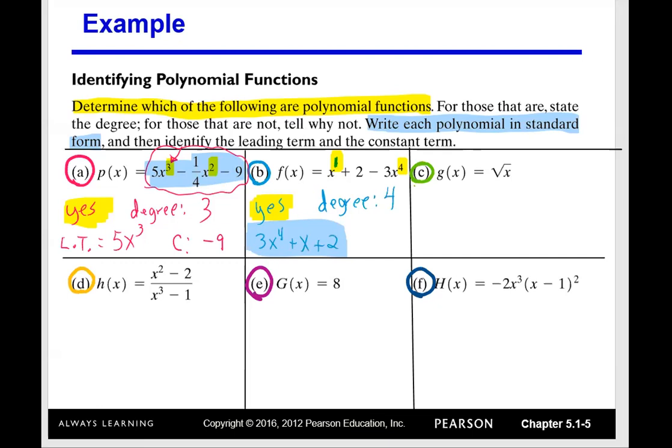And now I can see that the leading term is the 3x to the 4th, and the constant would be the 2. The leading term will be at the far left, and the constant term will be at the far right. And if you don't see a constant term, then you'd say, I guess 0. You'd have to say 0.